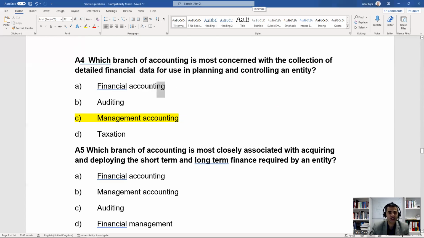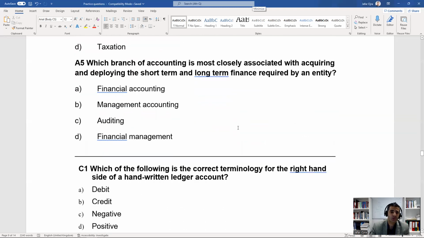Financial accounting is mainly concerned with the external body, such as how to prepare the profit and the financial statements. Auditing is where you just check and verify the accounts. Taxation is how to calculate the tax. But management accounting is more internal to the business, and we have the data to plan and control internally. So not just anyone can access this internal data.